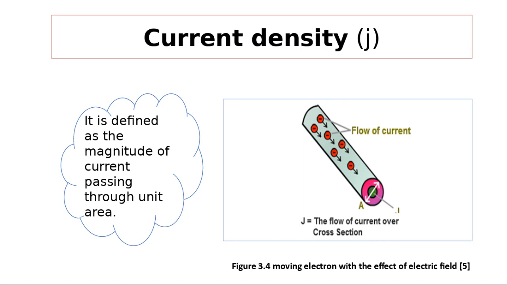So is it clear about drift velocity, collision time and current density? Yes, I am asking all of you, is it clear? So this is the current density. Okay.